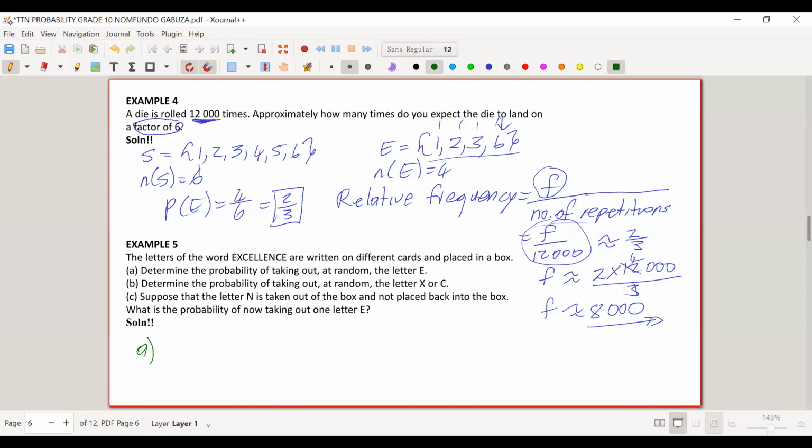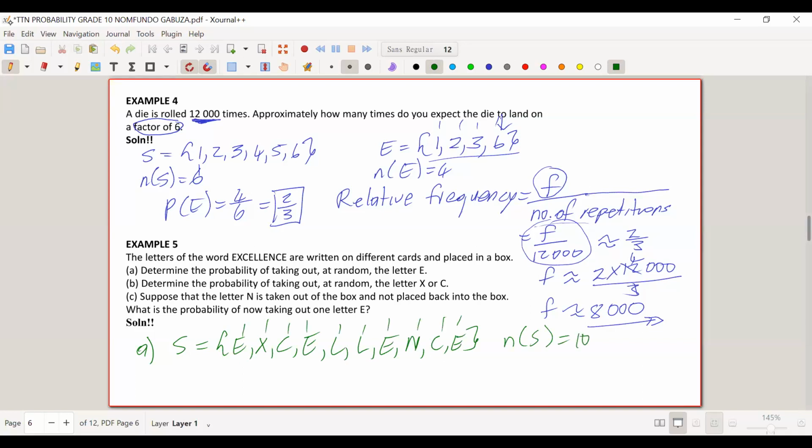So our sample space has E, X, C, E again, double L, E, and C, E. Right, this is our sample space, and the size of our sample space is going to be 1, 2, 3, 4, 5, 6, 7, 8, 9, 10. It's going to be 10.